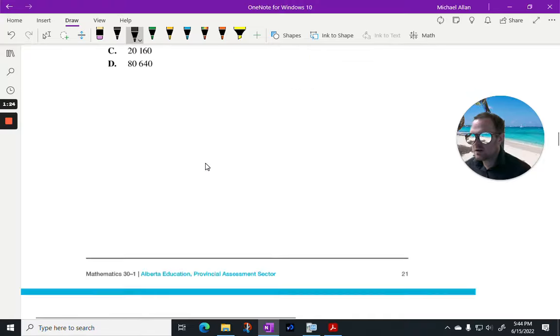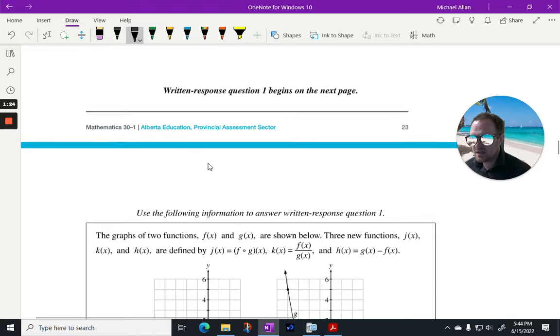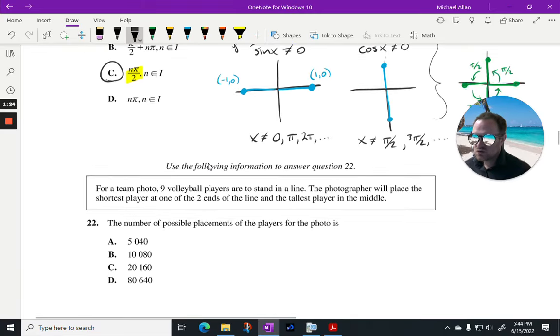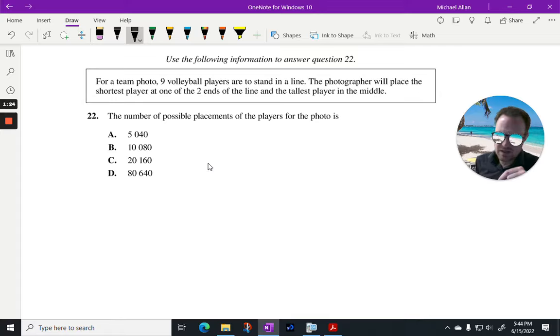Okay. Oh, now we're into the perms and com stuff. Ooh, yay! And there's a composition stuff at the end here. I'm going to do the written response ones, just because I want to explain something about the sketching one, which I might talk about in class tomorrow as well.